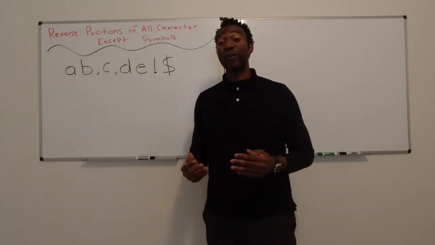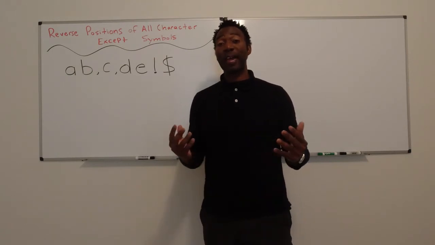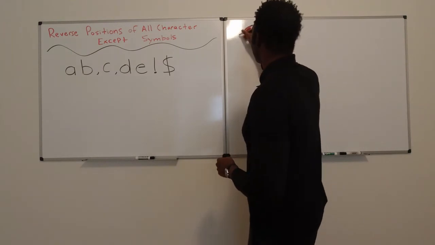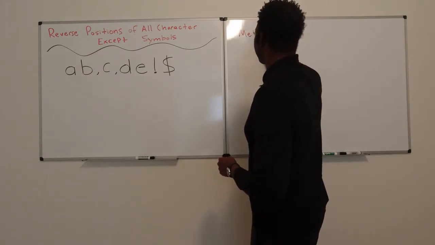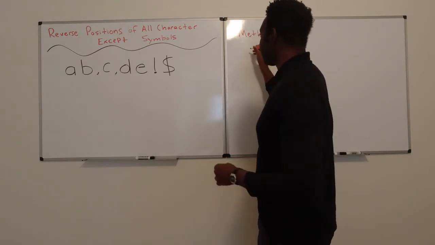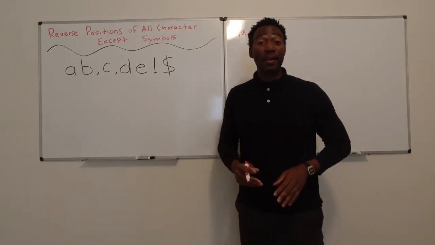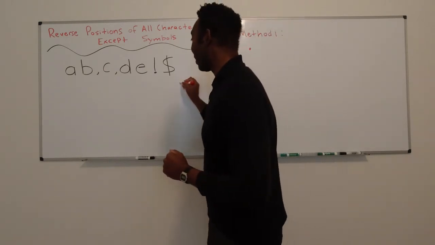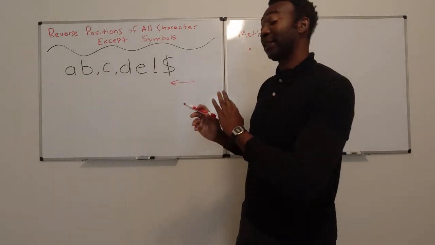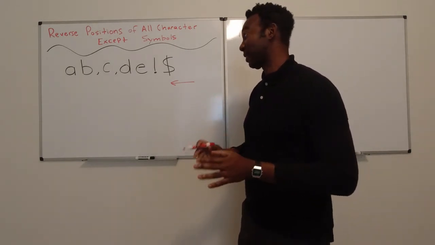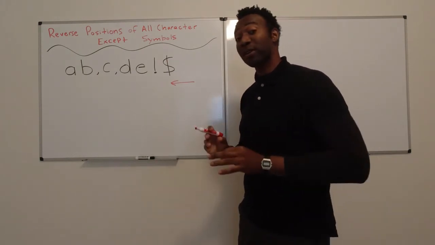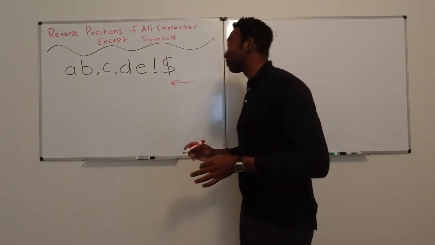So this can be done with three different approaches. Let's take a look at each. Here's method one. Method one has two steps. The first step is to iterate through this backwards, and we will ignore all the symbols and only pay attention to the letters. What we're going to do is record each letter that we encounter.